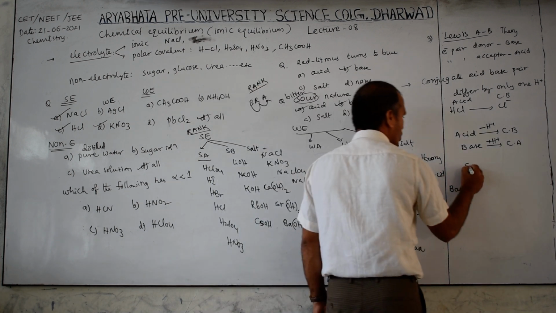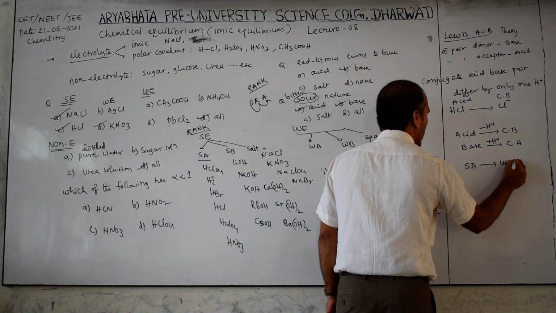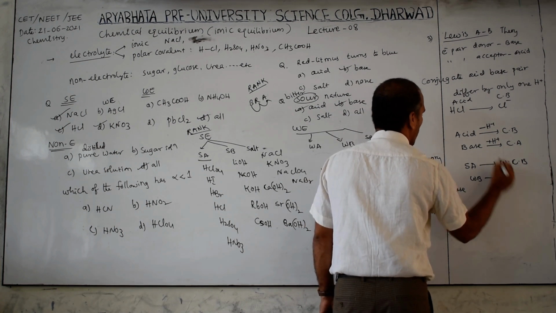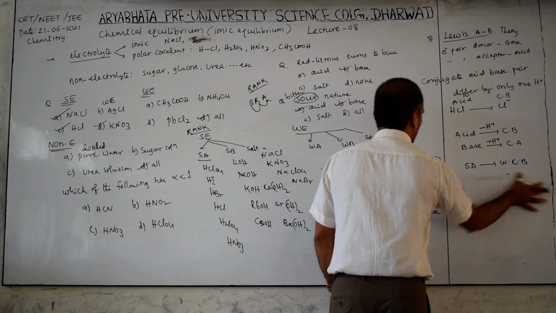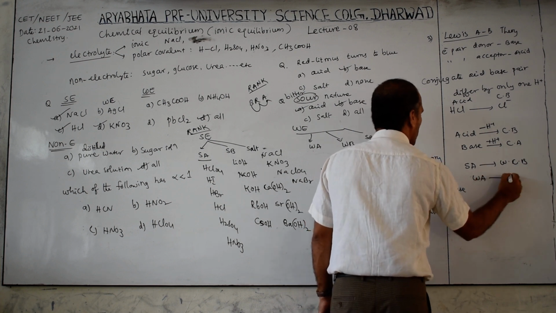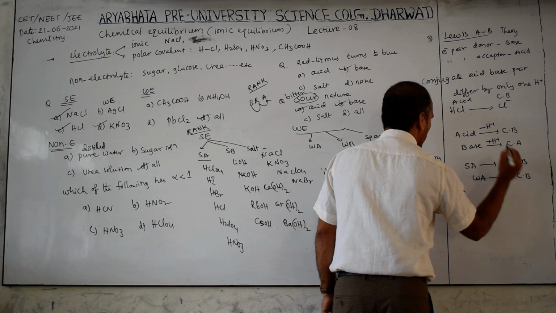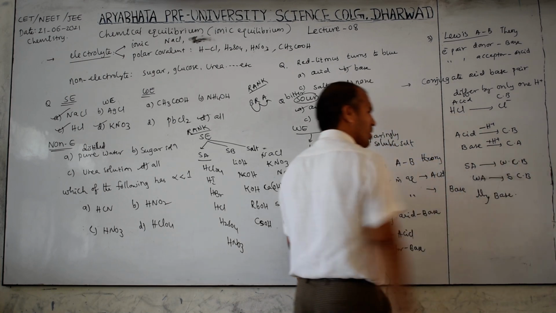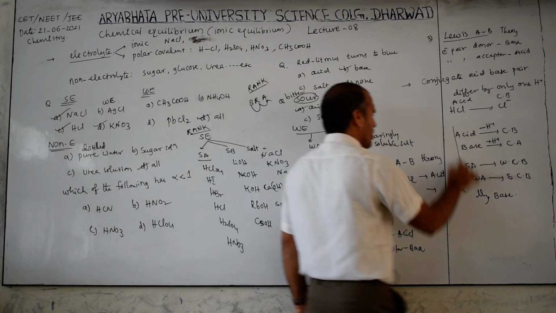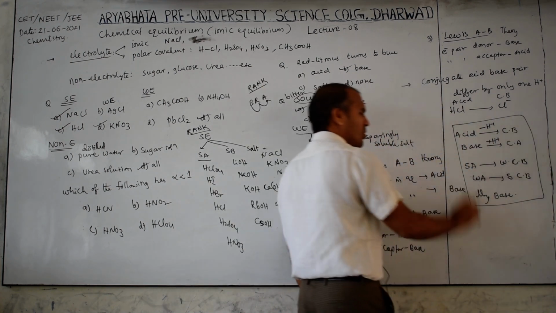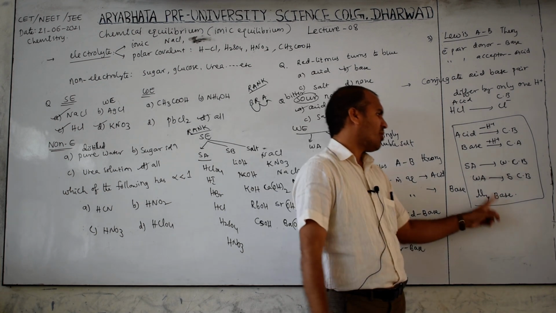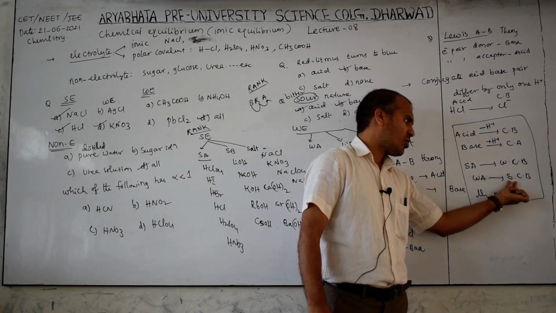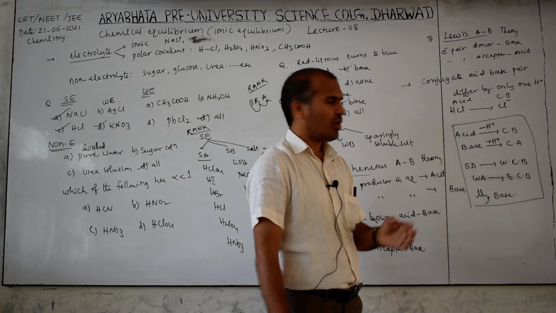And one more thing: strong acid gives a weak conjugate base, and weak acid gives a strong conjugate base. Similarly for base also. These statements, many questions will be formed on them, you have to remember. Strong base gives a weak conjugate acid, weak base gives a strong conjugate acid. That point, if you want, note it down.